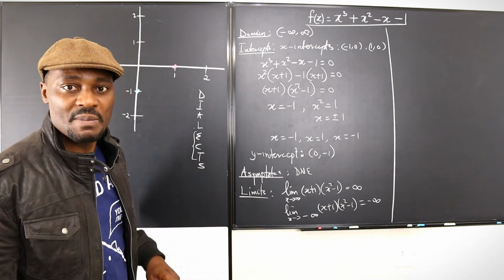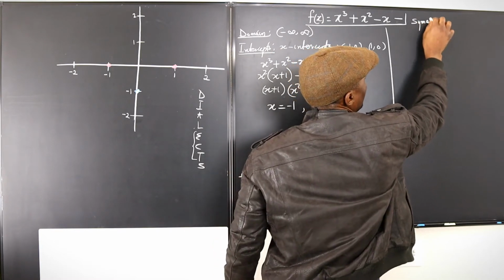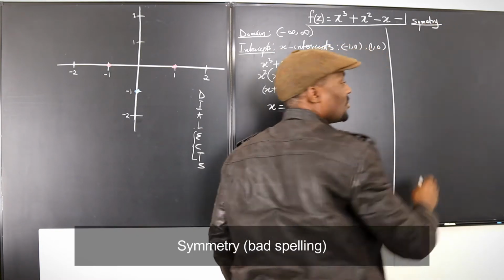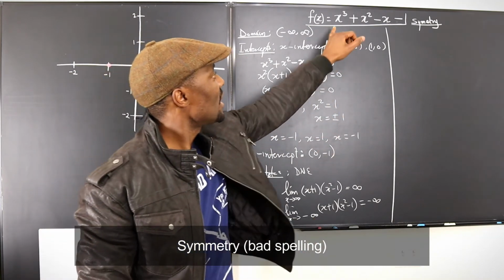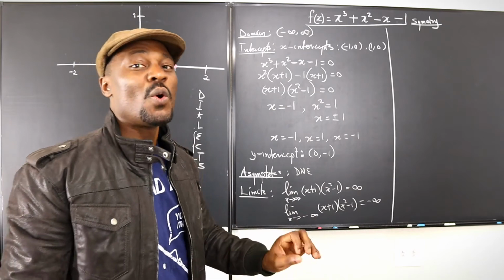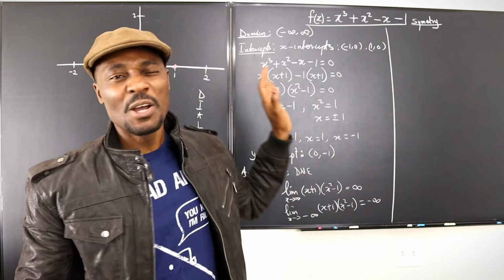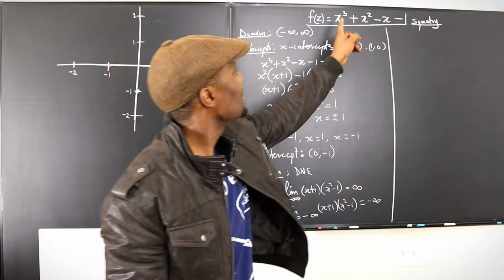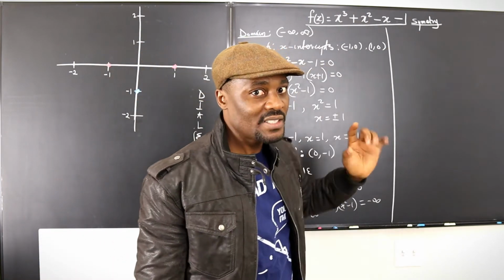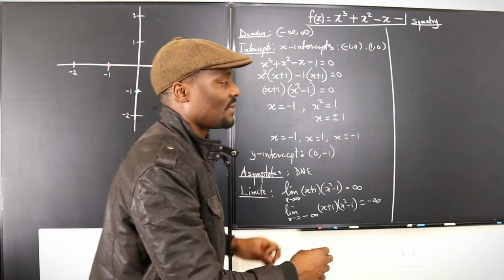So let's test for symmetry right now. So we're gonna say symmetry. Remember, symmetry is that you're going to change x into negative x and see if the function remains the same, or if the function actually changes into its complete opposite. Okay, so it means every sign has to change, otherwise it's not the complete opposite sign, which will make it odd. So let's test for symmetry.